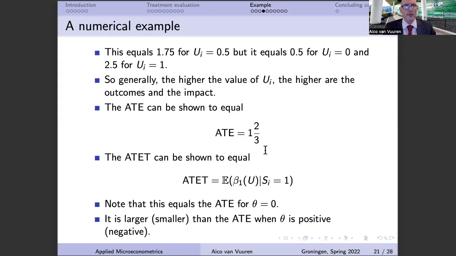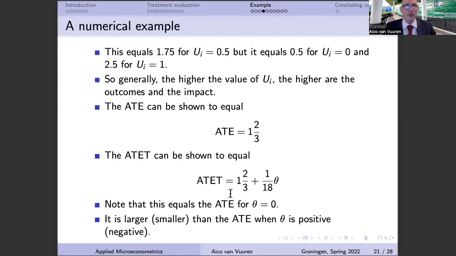We can do exactly the same thing with respect to the average treatment effect among the treated. That's by definition equal to this thing over here. However, calculating the average treatment effect among the treated is actually somewhat harder. So I'm not going to do all the calculations over here, but I actually did put a note on Brightspace that explains how to calculate the average treatment effect among the treated in a more general way. But here we have that the average treatment effect among the treated is equal to 5/3, so another time 1 and 2/3, plus an additional term which is equal to 1/18 times theta.